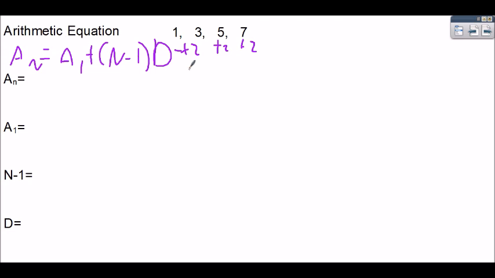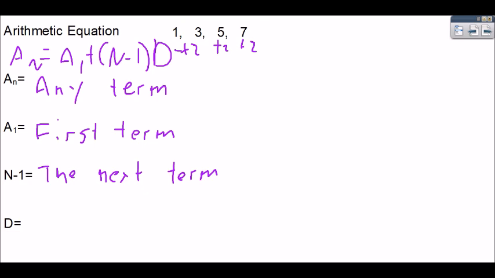Well, what do all these letters mean? A sub n means any term. So if I want to know the 5th term, that's what that means. If I want to know the 100th term, that's what that means. Any term. A sub 1 means my first term, or the first number that I see in my sequence. N minus 1 means the next term. So I start here, and n minus 1 means going to the next term.